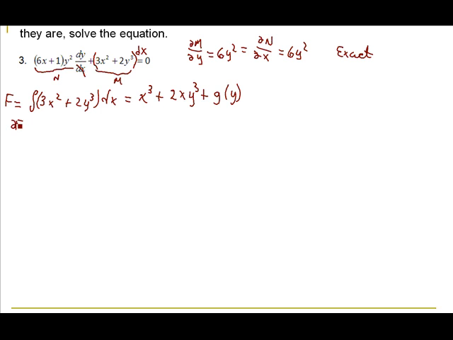Okay, so now I do my first partial derivative of f with respect to y. Take the derivative of this function with respect to y, and that first term drops out. On the second term, bring the 3 down so that we have 6xy². And on this third term, I'm going to get g prime of y. And this should be equal to N. When I distribute through by the y², I get 6xy² + y². And notice that these 6xy² cancel each other out to leave us with g prime of y equal to y².